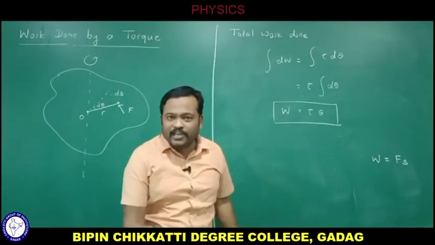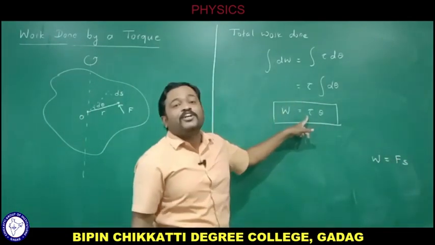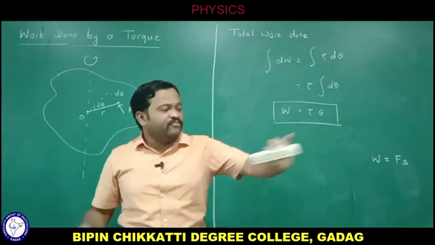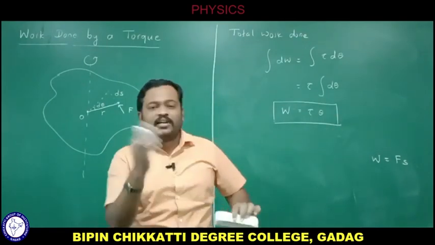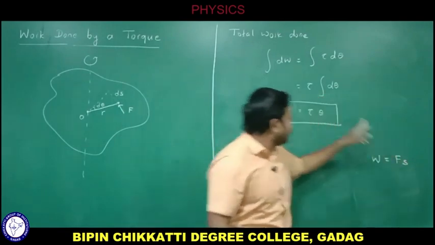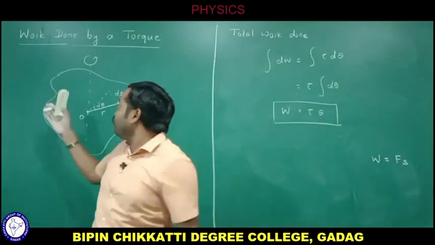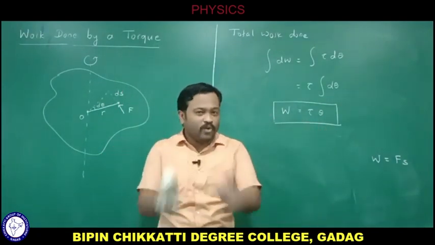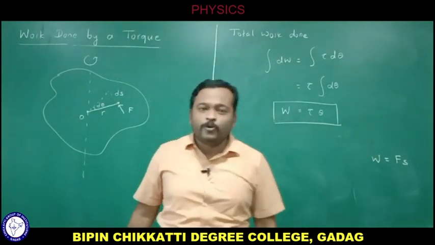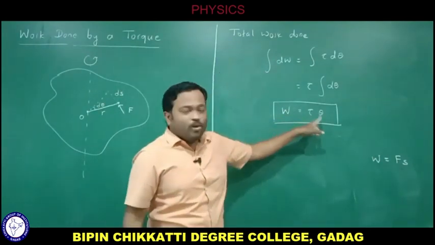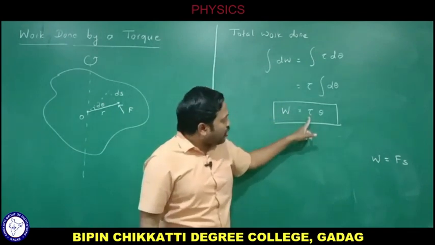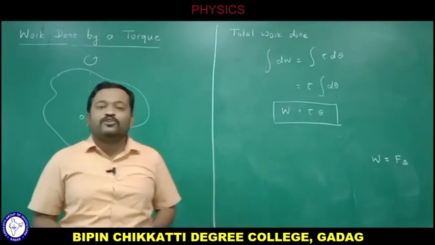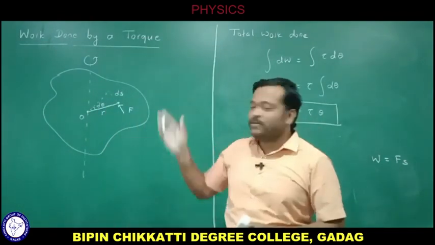Work done by a torque we are speaking of here. Instead of force, there is torque, tau. Instead of distance, there is angular distance. If it is traveling, we call it displacement; since it is rotating, we call it angular displacement. This is the linear displacement and this is the angular displacement. The formula for work done by a torque is similar to the formula for linear motion. So work done by the torque is W is equal to tau into theta. Work done is the product of torque and angular displacement.